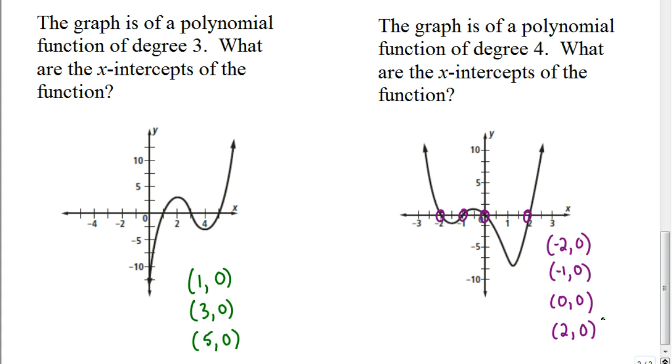And it does not matter what order we list these in, because we're just giving the x-intercepts, so there is no particular order that you have to put your answer. You just want to make sure that you write them as an ordered pair with the x value first, where it hits the x-axis first, followed by 0 as your y value.